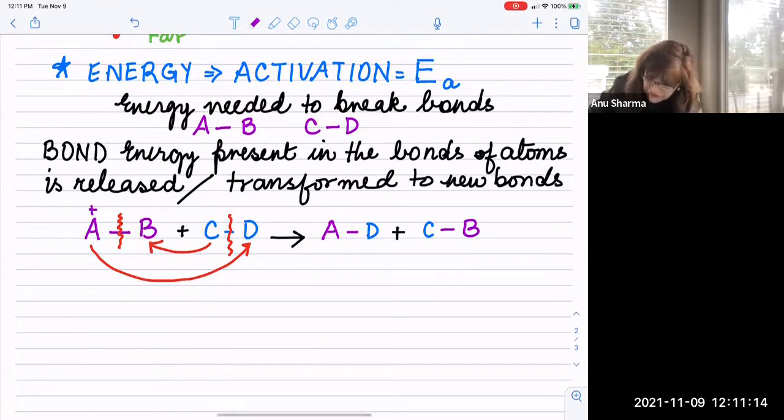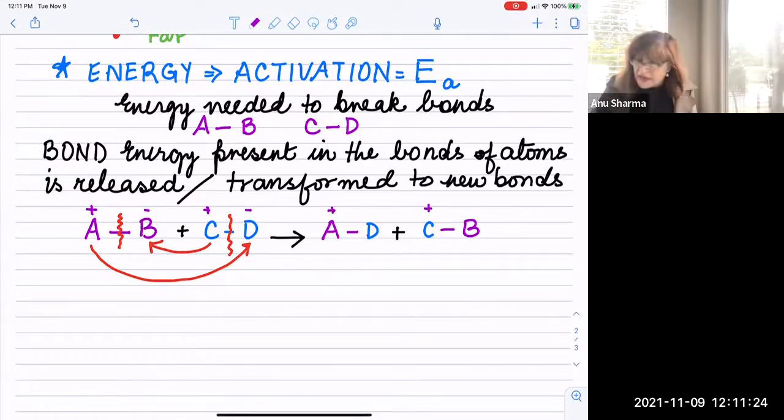A will have a positive charge, B negative charge, C will have a positive charge, D will have a negative charge. So the A will retain its positive charge, so the plus charged species are written first and then the negatively charged species are written next, okay?